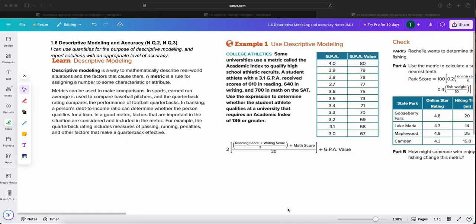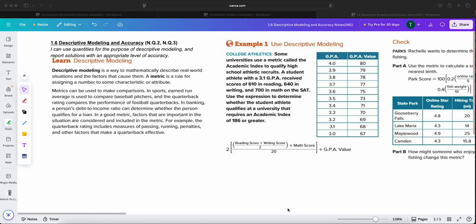A metric is a rule for assigning a number to some characteristic or attribute. Metrics can be used to make comparisons. In sports, earned run average is used to compare baseball pitchers, and the quarterback rating compares the performance of football quarterbacks. In banking, a person's debt to income ratio can determine whether the person qualifies for a loan. In a good metric, factors that are important in the situation are considered and included in the metric. For example, the quarterback rating includes measures of passing, running, penalties, and other factors that make a quarterback effective.